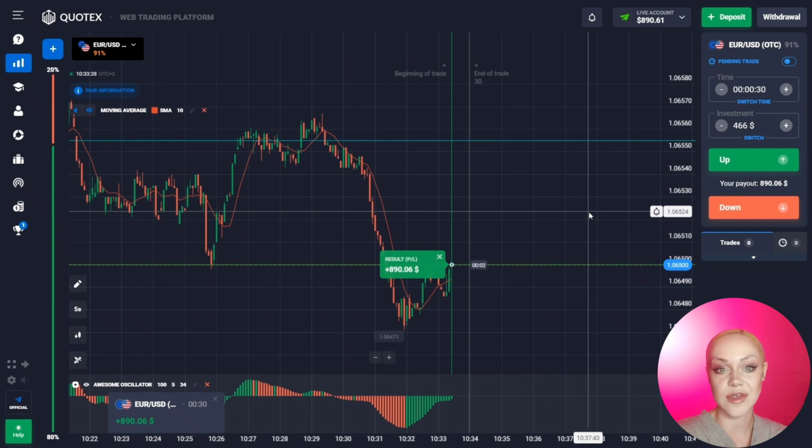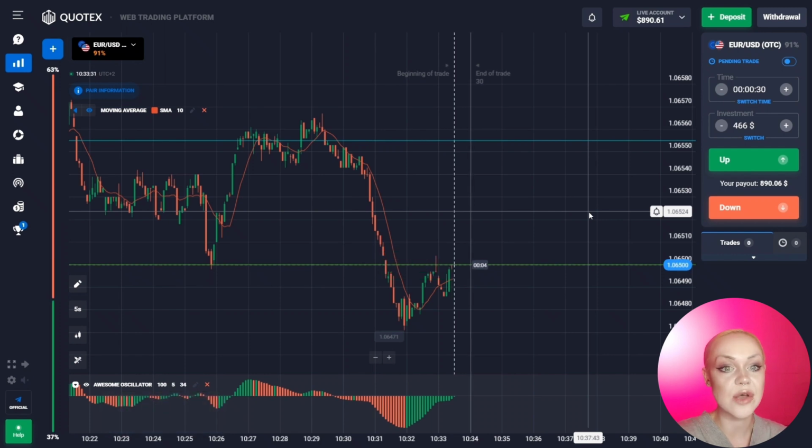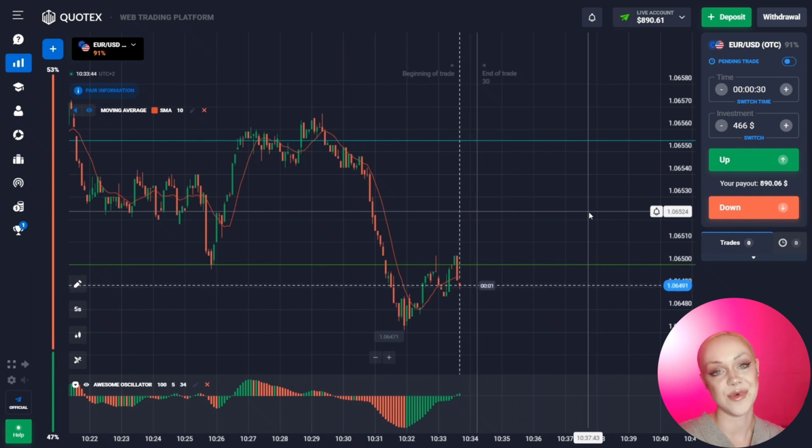And we see that our trade closes above the entry point, so this trade brings us a profit. Now let's choose the next entry point.